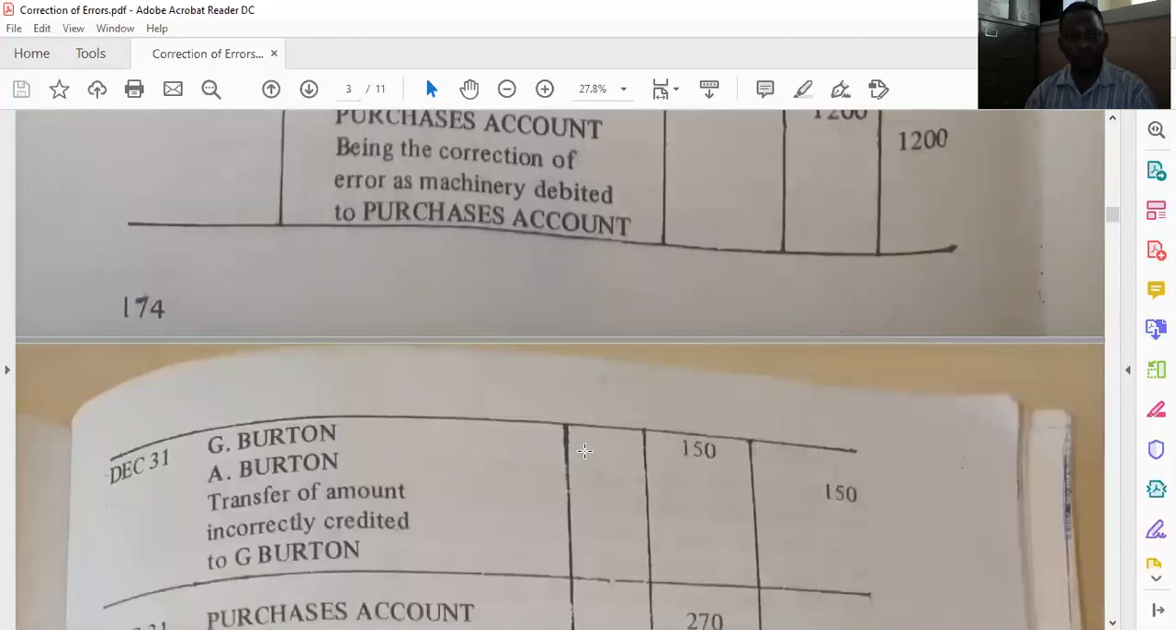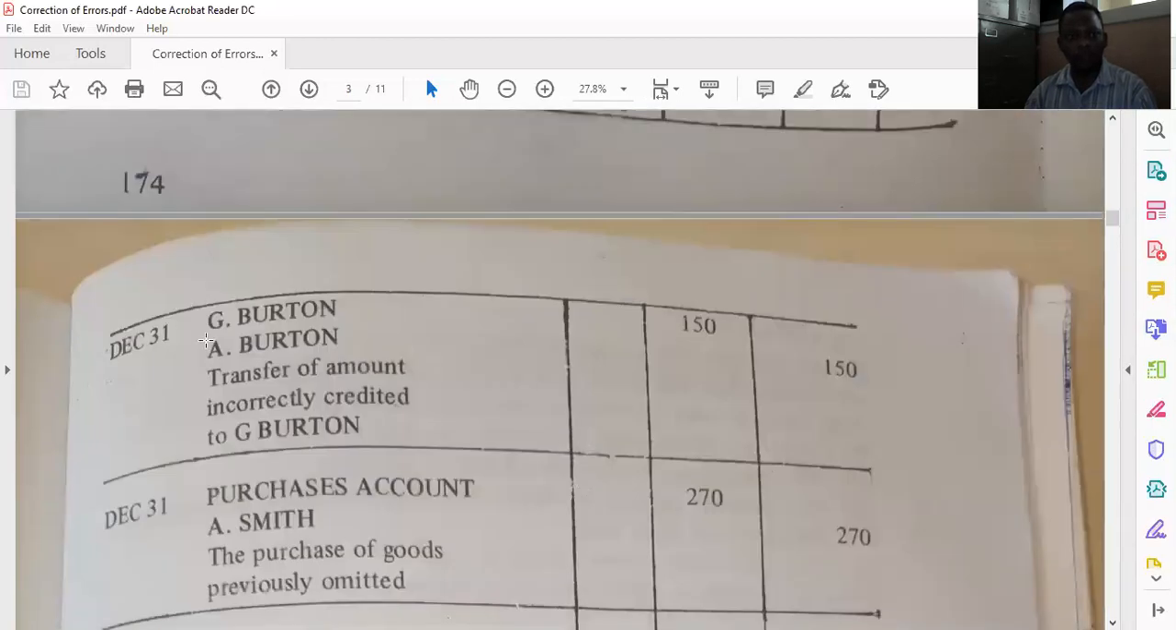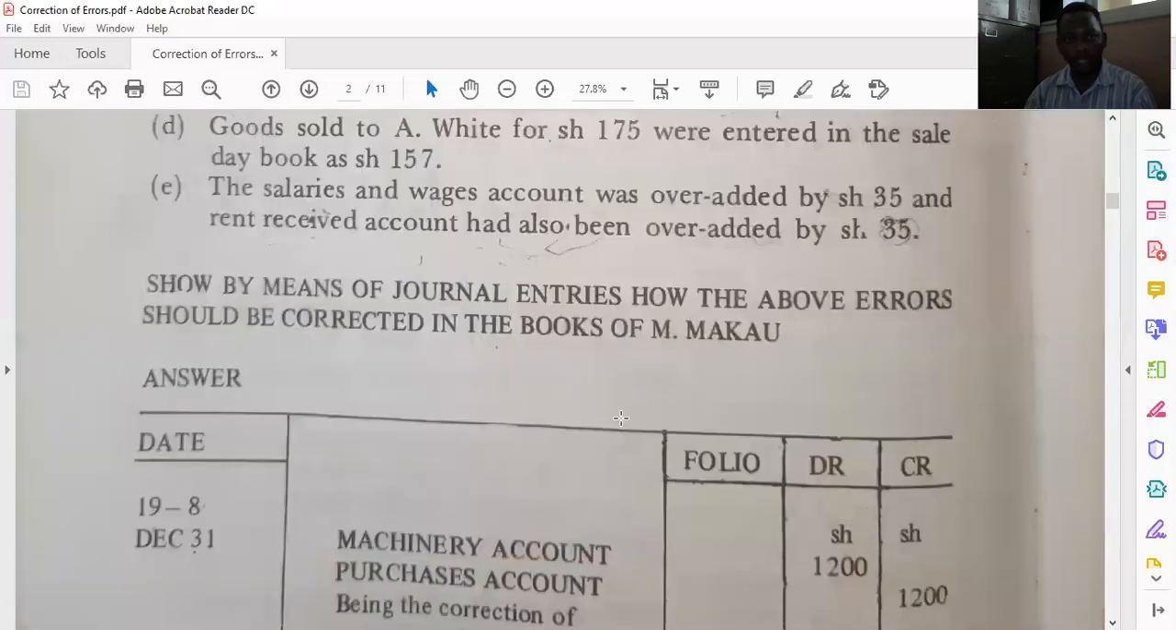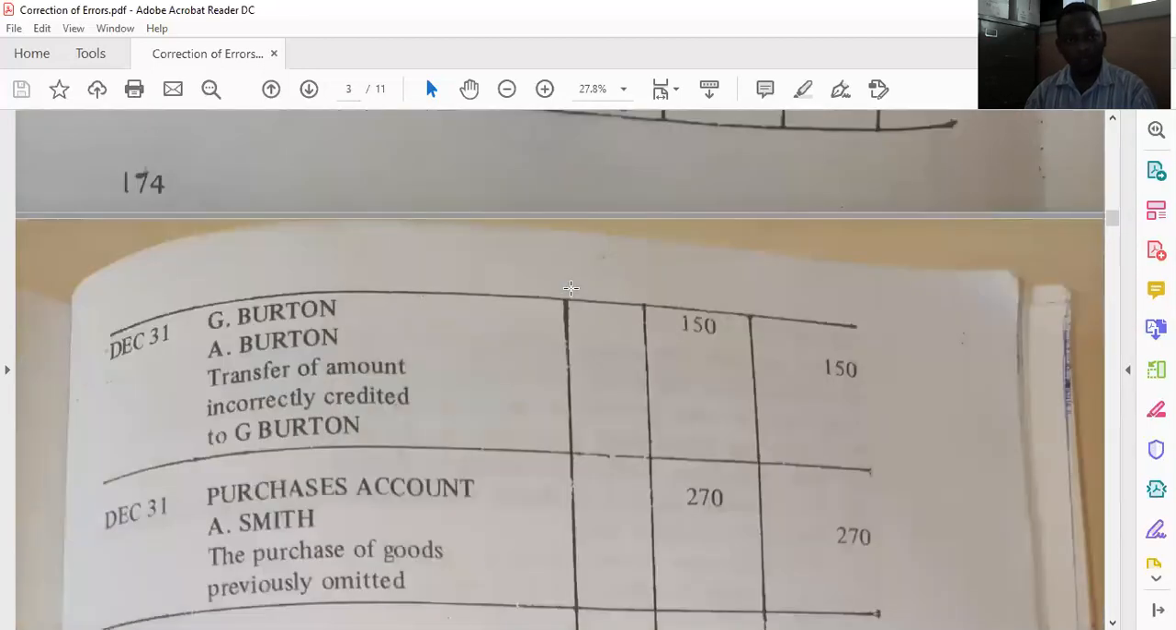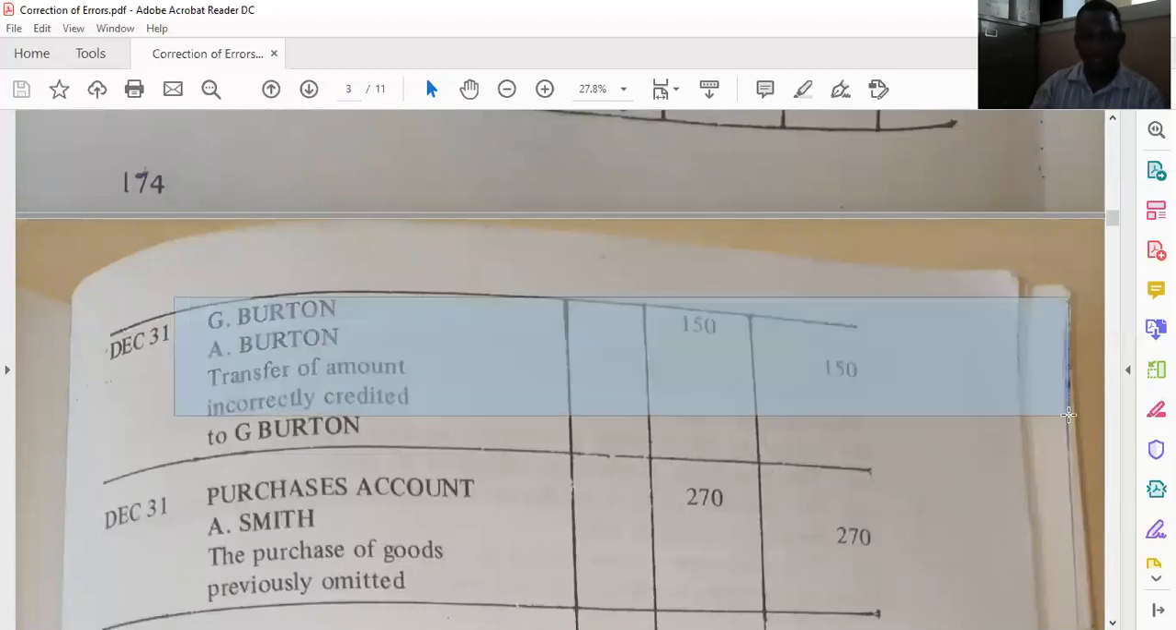As you can see, we debit G Barton, credit A Barton, as I had said. You ought to have credited A Barton and debited G Barton. So that is what you see. Therefore you debit G Barton to reverse. To reverse an initial credit entry, we debit, and then we credit what should have been credited, like it's shown there.